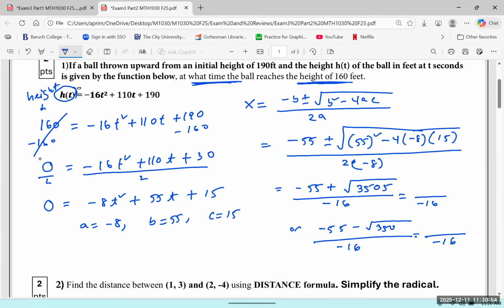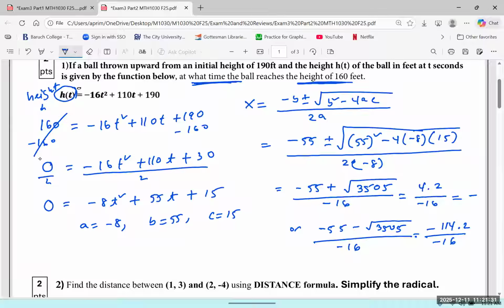What do you get on the top? Negative 55 plus square root of 35 or 5. 4.2. And how about the other one? Negative 55 divided by 35, square root of 35 or 5. Negative what? 114. How do you write 114? 114.2.